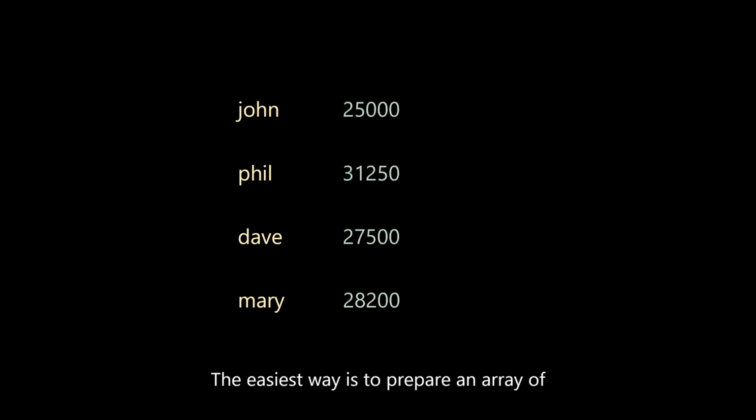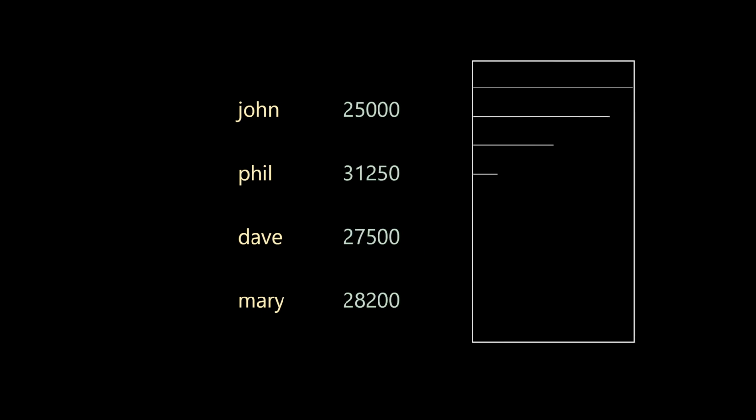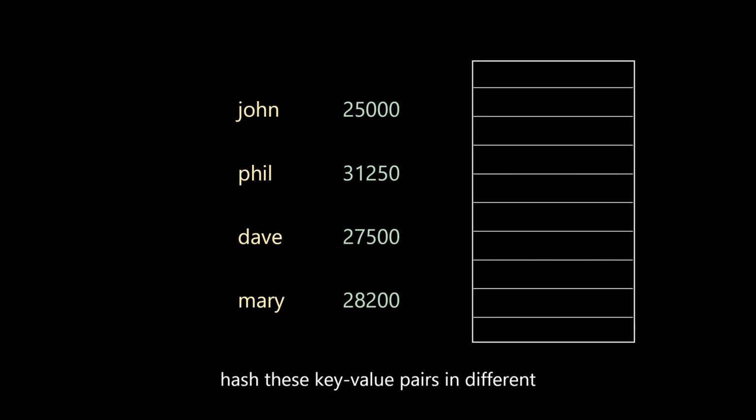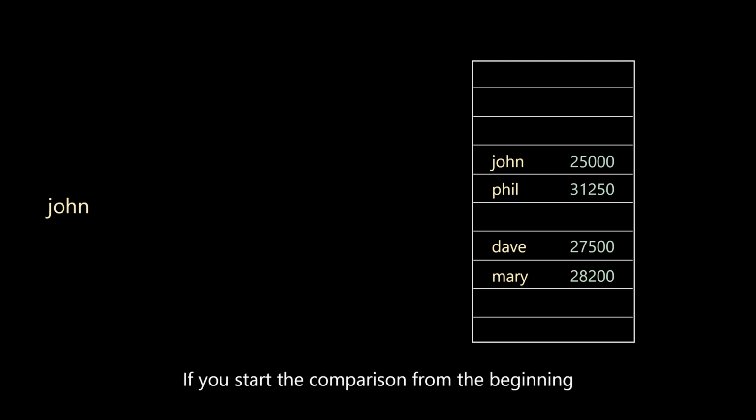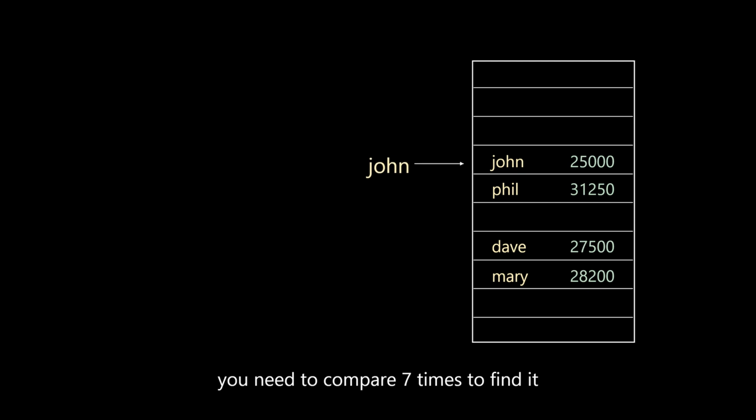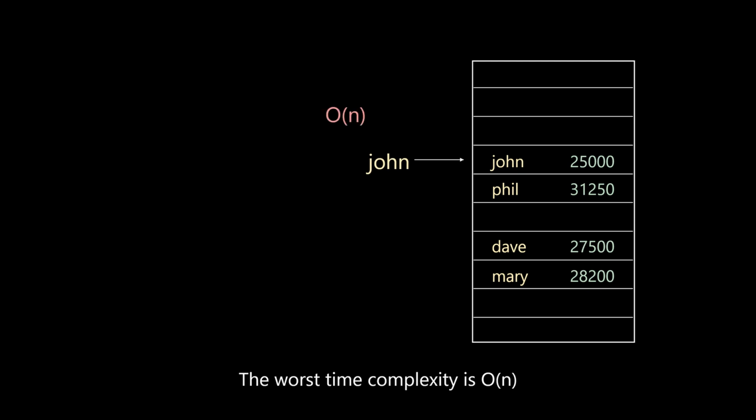The easiest way is to prepare an array of fixed size. Then hash these key-value pairs into different cells. However, it is necessary to find the corresponding unit based on the keyword. If you start the comparison from the beginning, you need to compare 7 times to find it. The worst time complexity is big O(n), linear time.